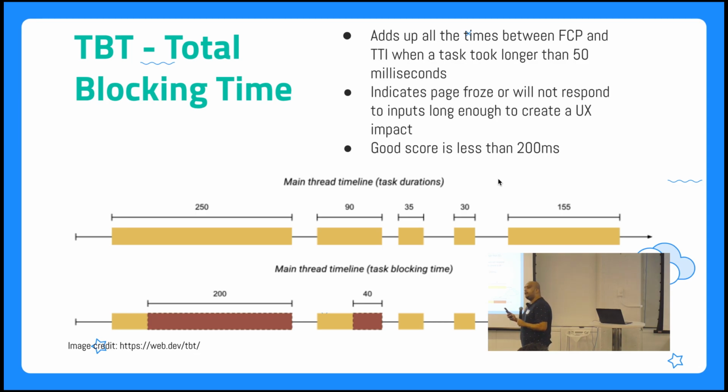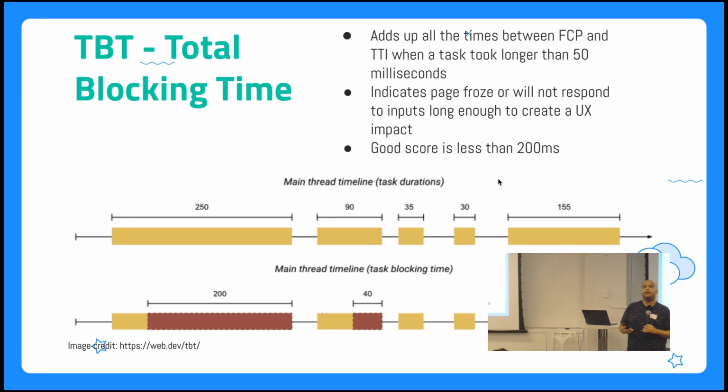This is a very good indication if your page froze or wasn't responding to a user's input for a certain amount of time. A good score is 200 milliseconds, but if you think about it, if the score is about 400 milliseconds, it means your site was unresponsive for half a second. That affects a user's experience.